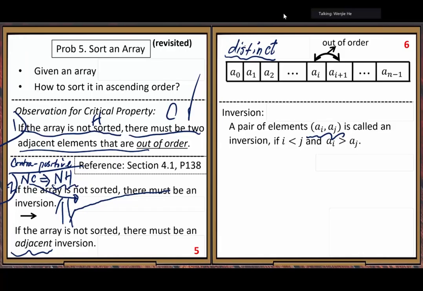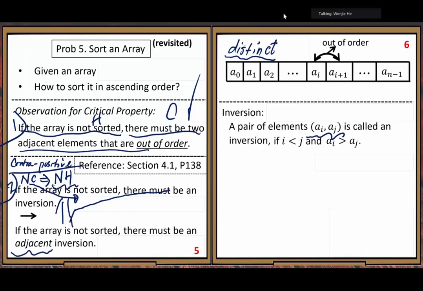Previous statement is correct, but still, if we want to apply it in our algorithm, it is not quite convenient. That's the problem. Now, we want to improve the version of the previous statement to make it more convenient for our algorithm development. That's the goal.